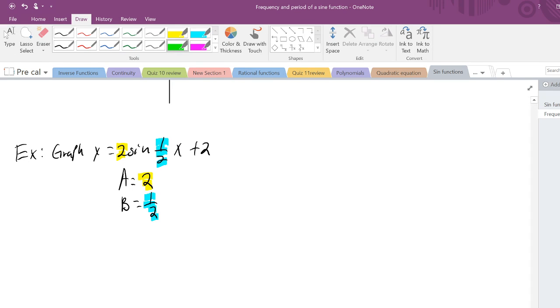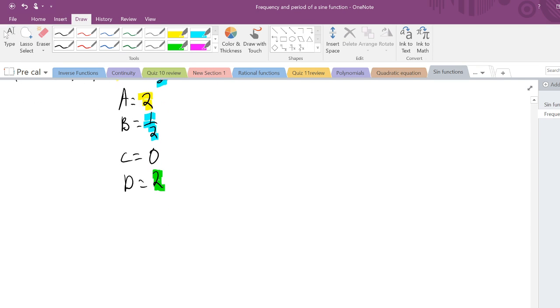And then our vertical shift is 2. We don't have a horizontal shift or a phase shift, so that's 0. D is equal to 2. Okay. Now, the first thing we have to do when we graph this is a little different.